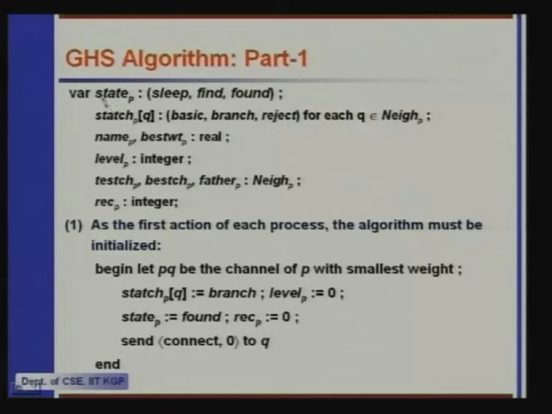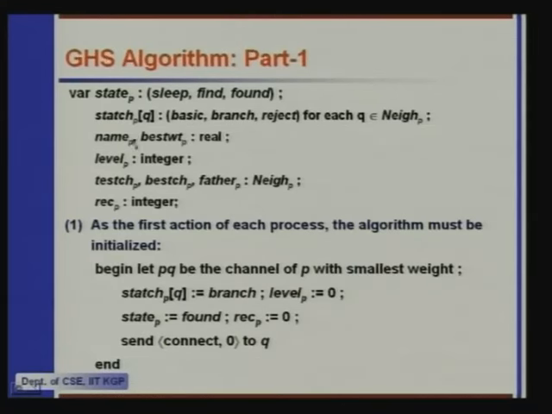Let us go through the data structure once again. State P, as I said, can be sleep, find or found. The status of channel P, the channel from P to Q, which is stored in P, can be basic, branch or reject, and we will have such status for each Q belonging to the neighbors of P, right. So, I will have for each neighbor a status of the channel to that neighbor, and that status can be basic, branch or reject.